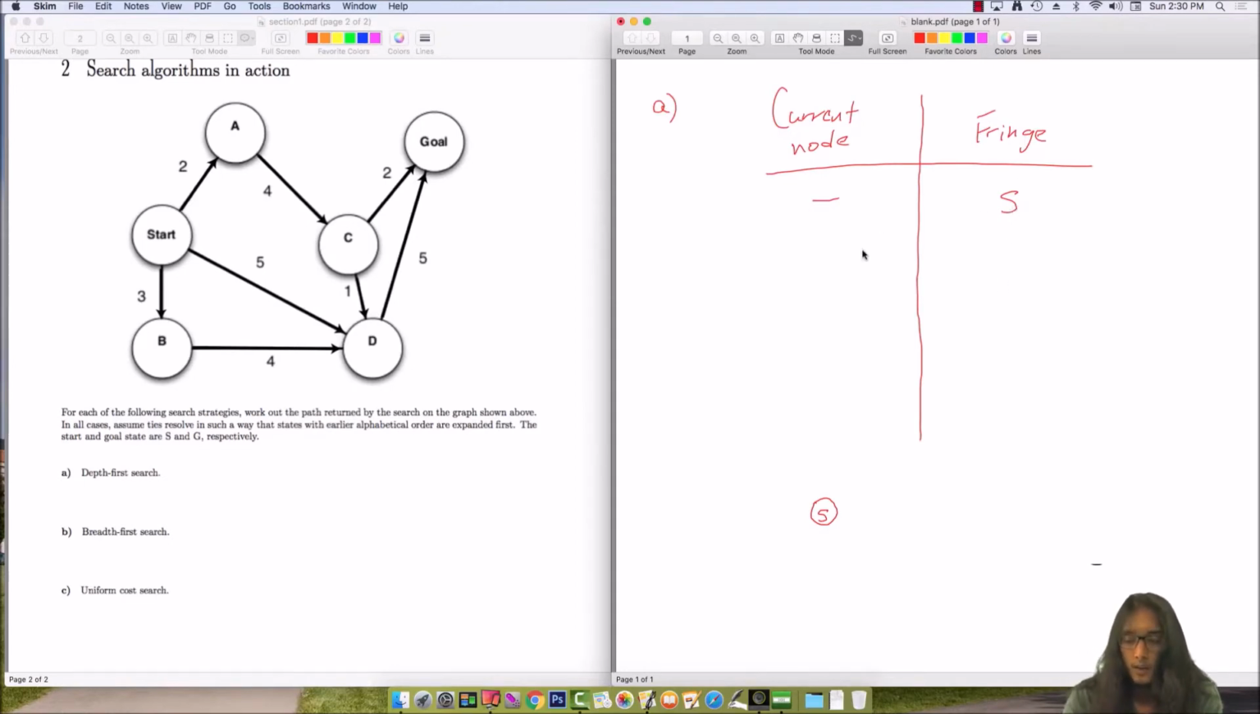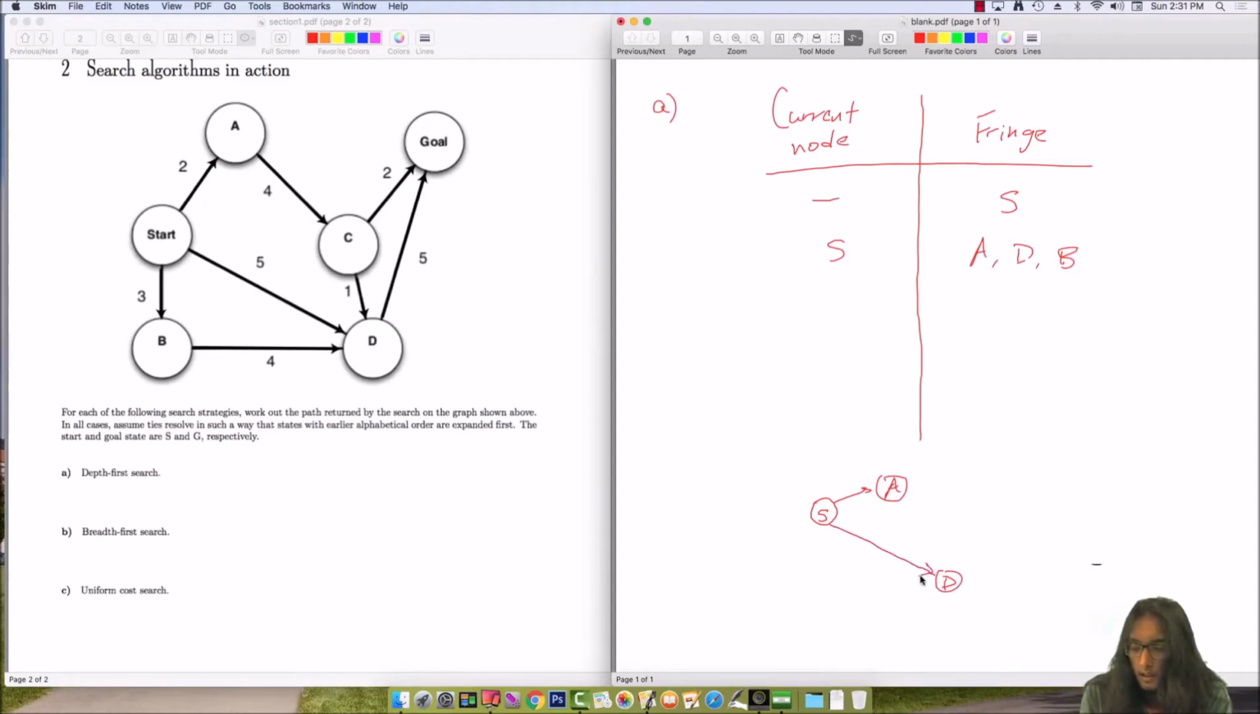It visits something from the fringe, and in this case, because the fringe only has one node in it, it can only visit S. So this next one has to be S. Now, what does the fringe get updated to? Well, we add to the fringe all the nodes which are neighbors of S. So in this case, that's A, D, and B. So the fringe now contains A, D, and B. Let's not forget to update this as well.